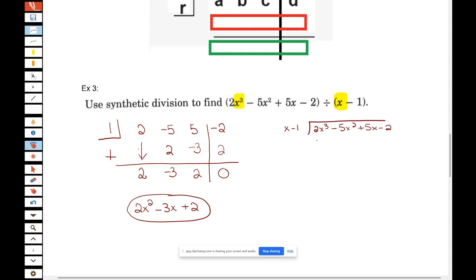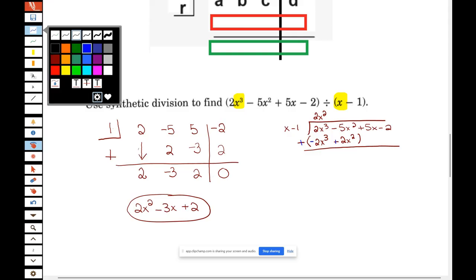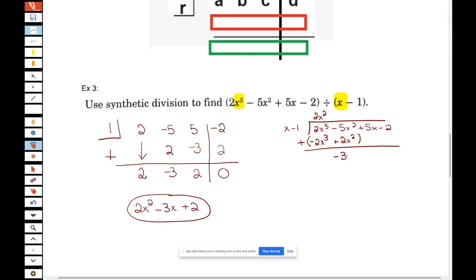All right, so I would need a 2x squared to multiply and get 2x to the third. 2x squared times minus 1 is minus 2x squared. Then I have to distribute my negative sign. Plus, minus, plus. Here I get -3x squared, and then bring down my plus 5x. See, this -3 here is right there in my work, okay?